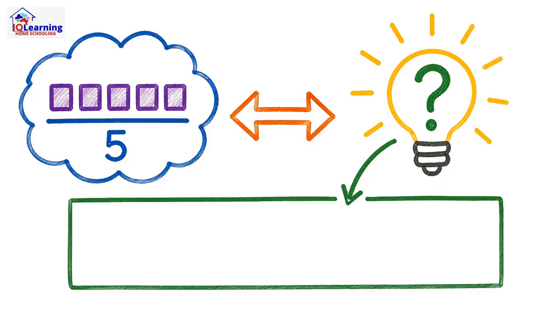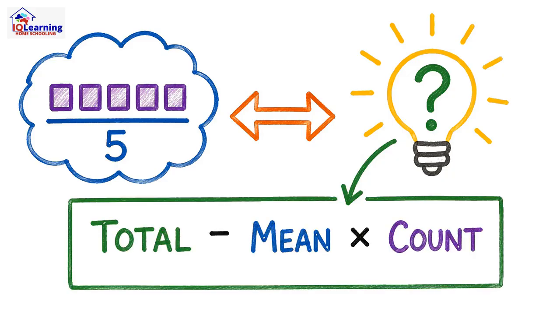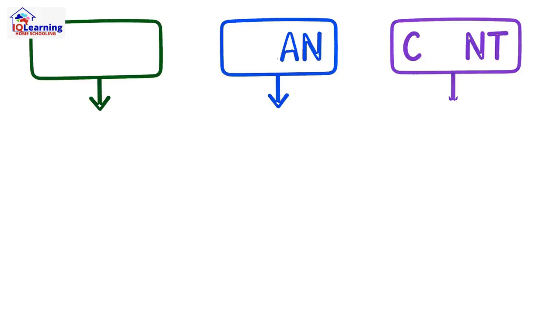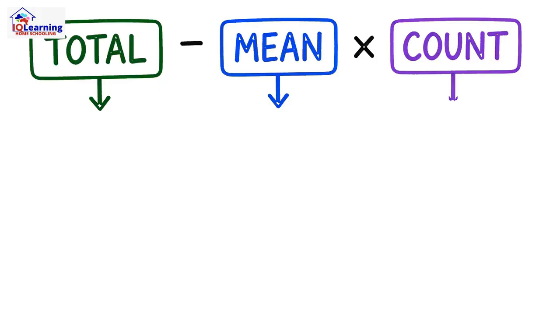The secret is to work backwards. We usually find the mean by adding everything up and dividing. But if you already know the mean, you can find the total sum. The key is this: total equals mean times count.